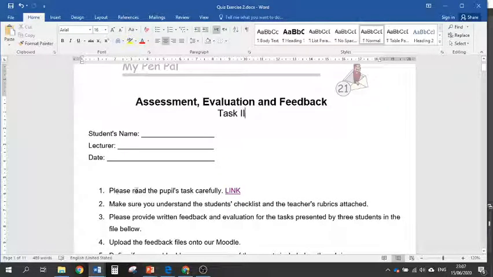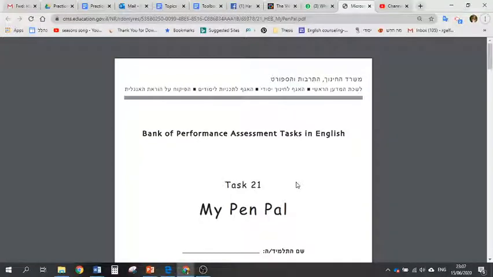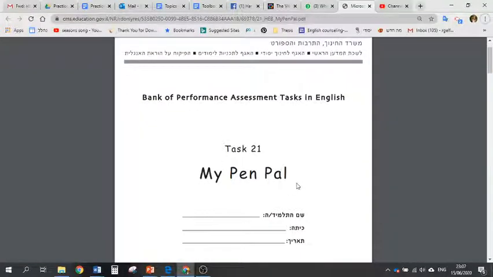Number 1, you need to read the task which was given to the students. Let's do it together. The task is called My Pen Pal. This task was taken from the Bank of Performance Assessment Tasks in English.